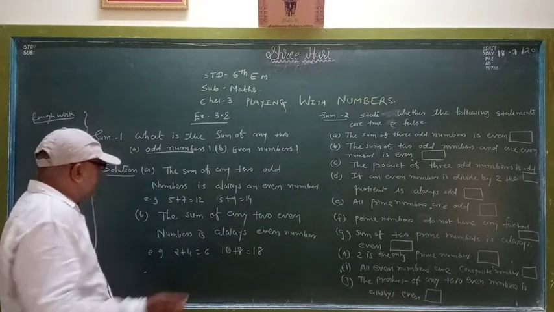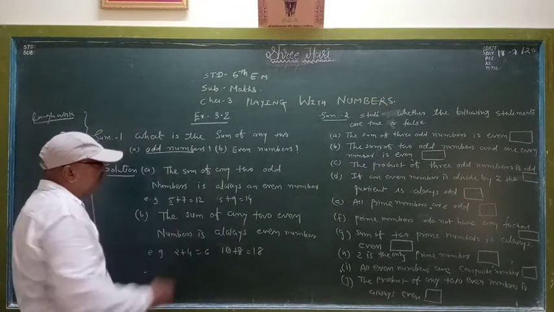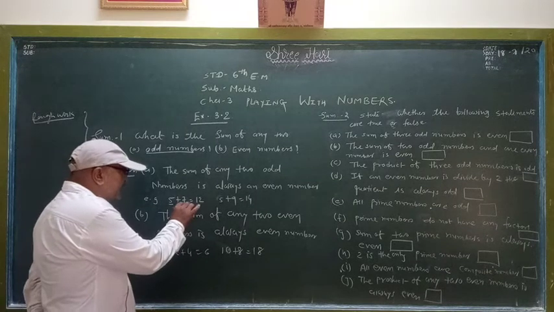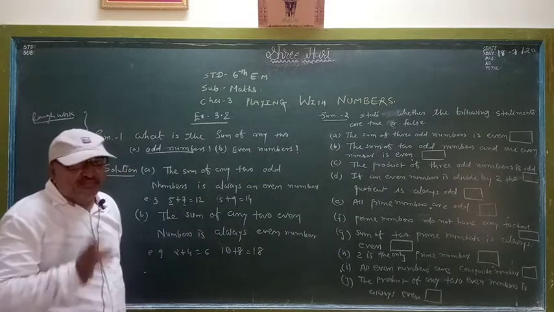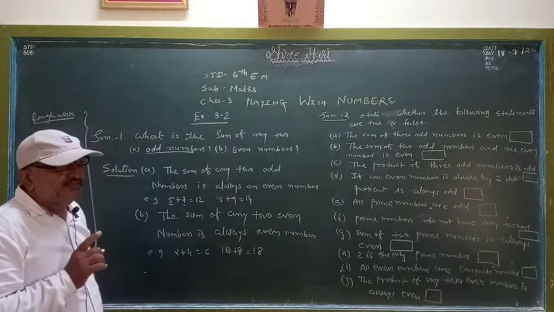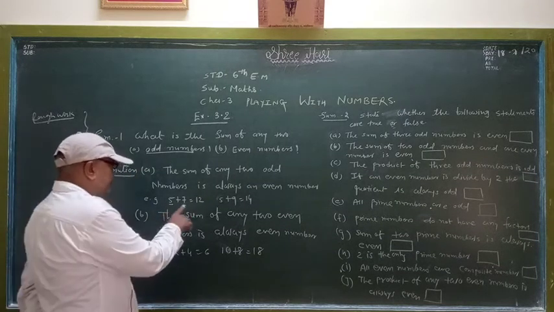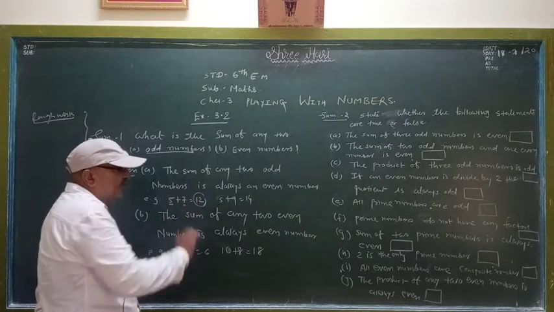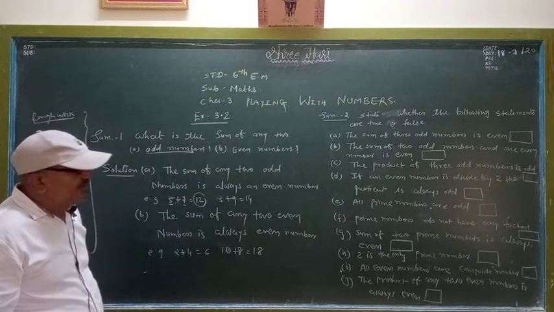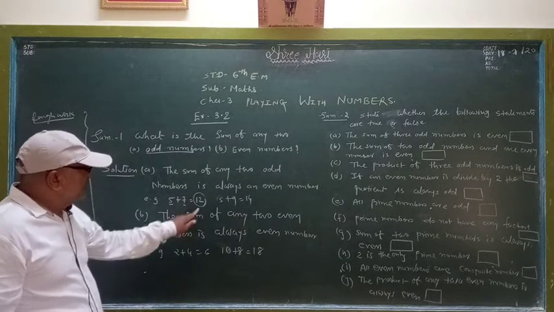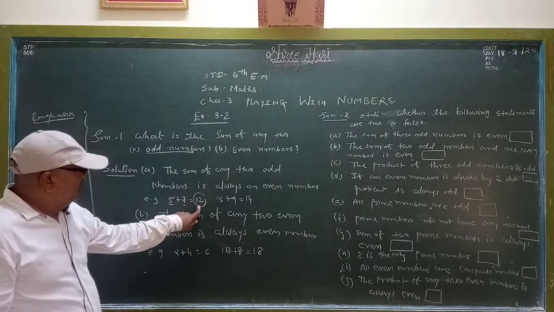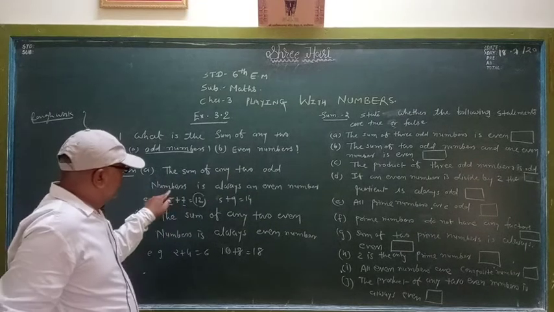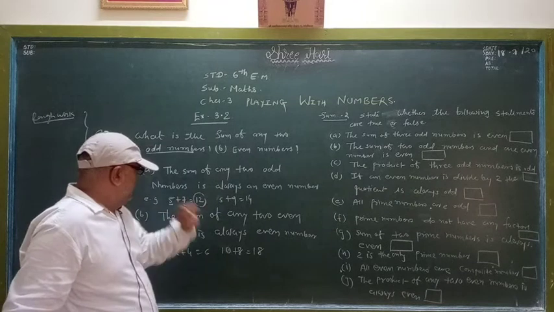You can see as an example, 5 is an odd number, 7 is also an odd number. If I add 7 to 5, 5 plus 7, I get 12. So 12 is an even number. So we can say that the sum of any two odd numbers is always an even number.